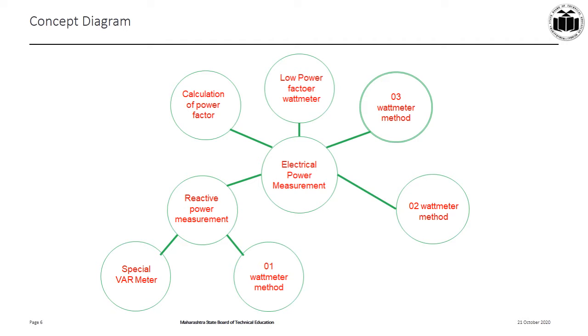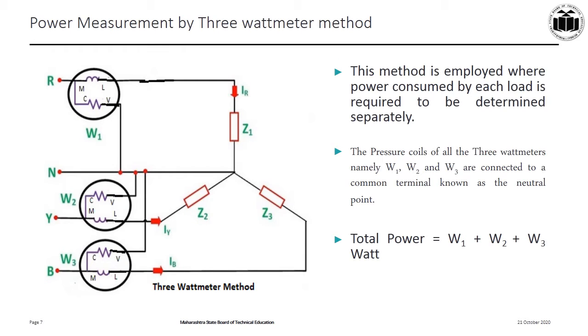Learners, please pause the presentation and go through the concept map. The 3 wattmeters method of power measurement is applicable when 3-phase 4-wire star connected load or 3-phase 3-wire delta connected loads are present. The multiplication of phase current and line voltage represents phase power and is recorded by individual wattmeters. So, total power recorded will be Wt is equal to W1 plus W2 plus W3.